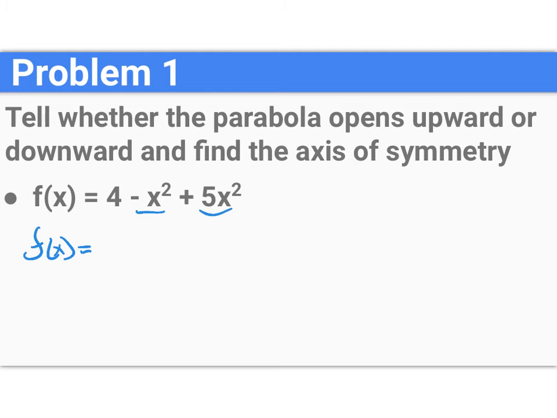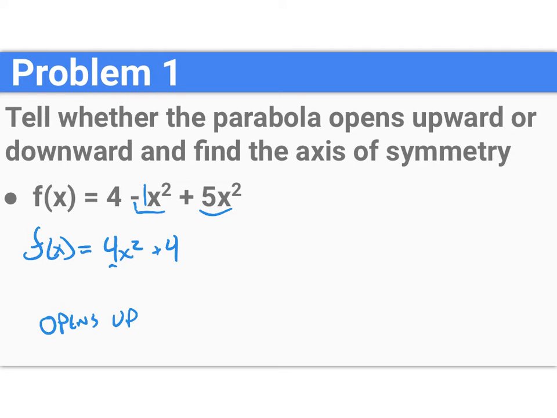We don't have any straight x's, but we got an x and an x squared, two x squareds. The sign in front of it, we're going to put a 1 in. -1 plus 5 is +4, so we got 4x squared plus 4. Because a is positive, it opens up.